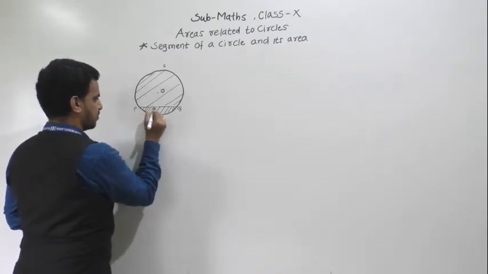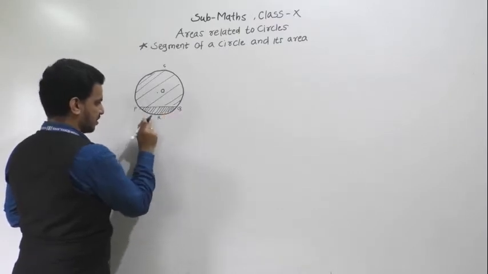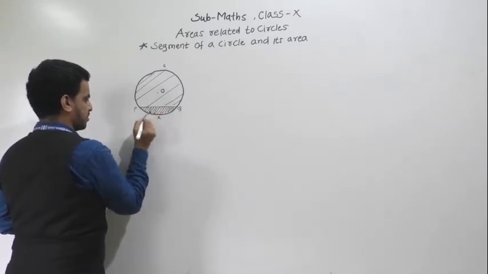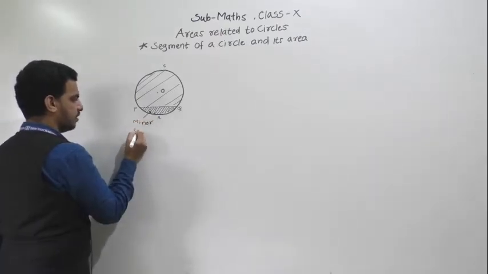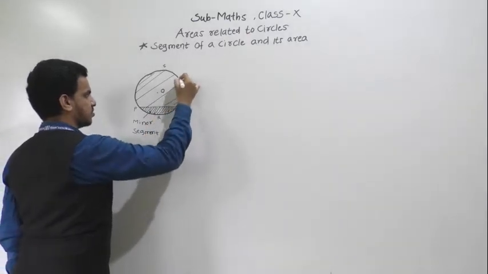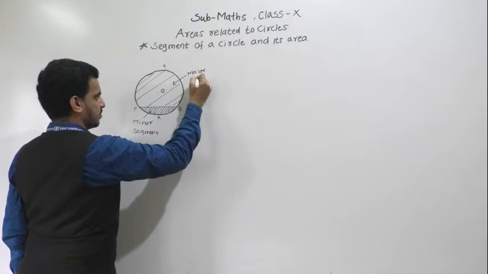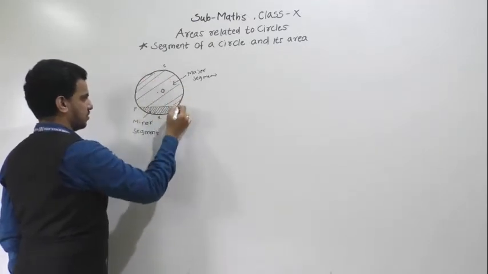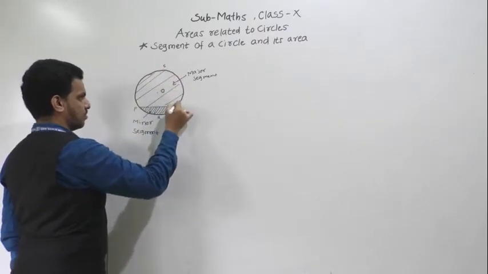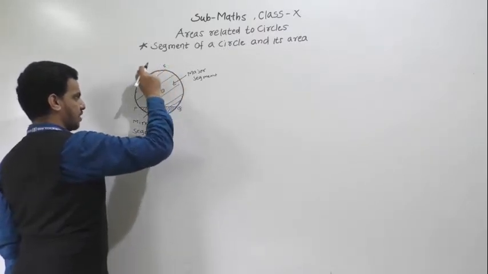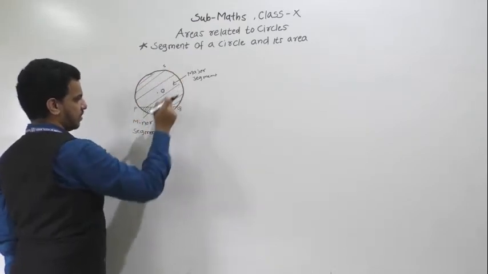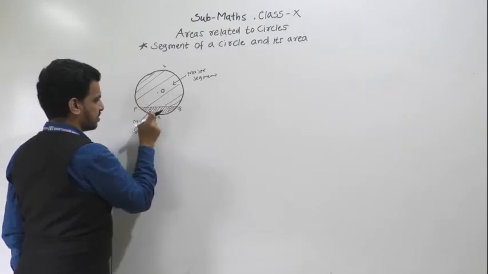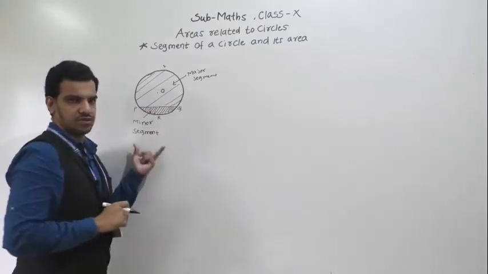This region is called a minor segment because this region is enclosed by the minor arc. And this region is called a major segment because this region is enclosed by the major arc PSQ. The minor arc PRQ encloses this region, so region PRQ is called a minor segment. Understand this too.